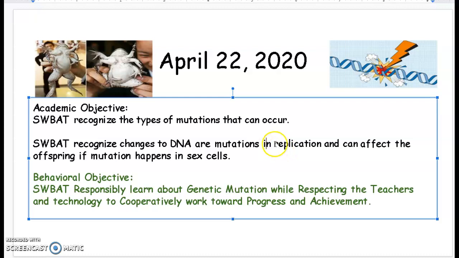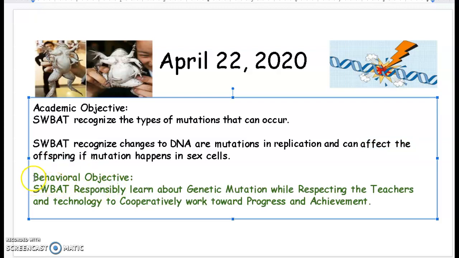And these errors or changes can happen during replication of the DNA, so as you make copies of DNA. Now, when mutations occur in a sex cell, that is what is passed on to the offspring. So if there's a mutation in sex cells, then it will affect the offspring because now there are errors or changes in the DNA of the sex cell.